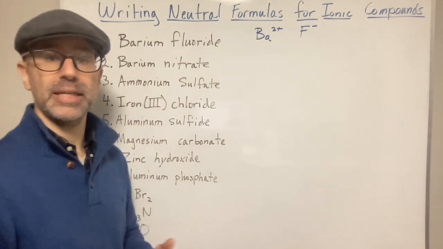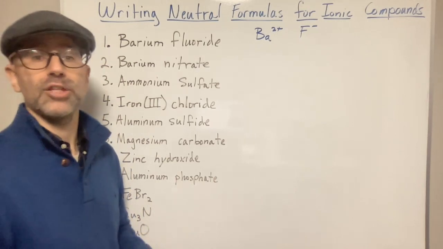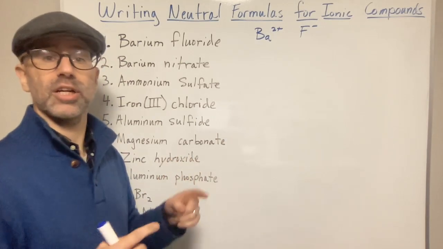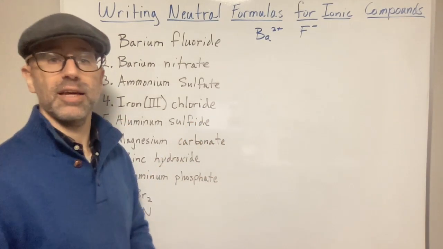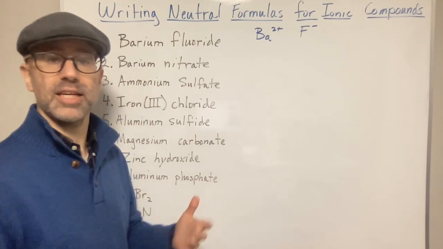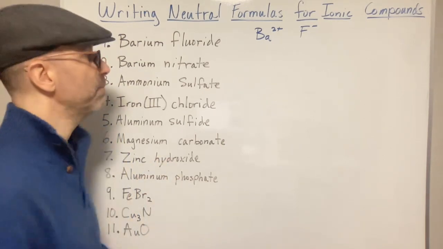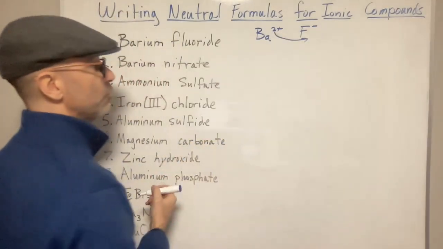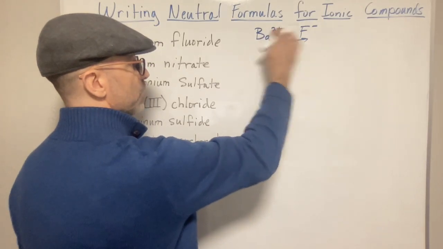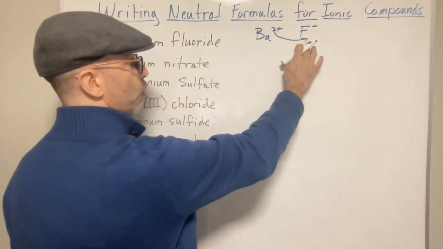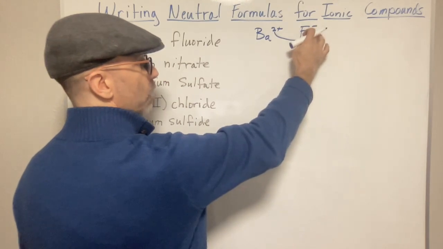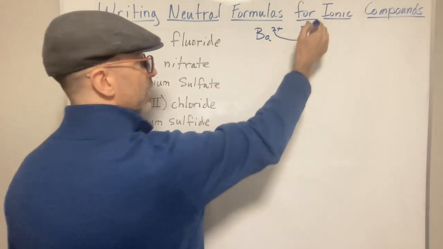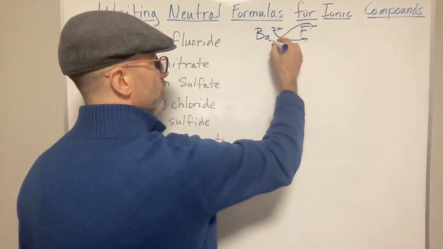So then the next step is to do the crisscross method, right? So remember, the numbers of the charges, the absolute value of the charges, are going to crisscross and become the subscript of the opposite element or ion. So here, the 2 superscript becomes a subscript 2 for the fluorine, and for the -1, just the 1, we're going to take the superscript 1 and write it as a subscript here. But again, we don't write the 1s.